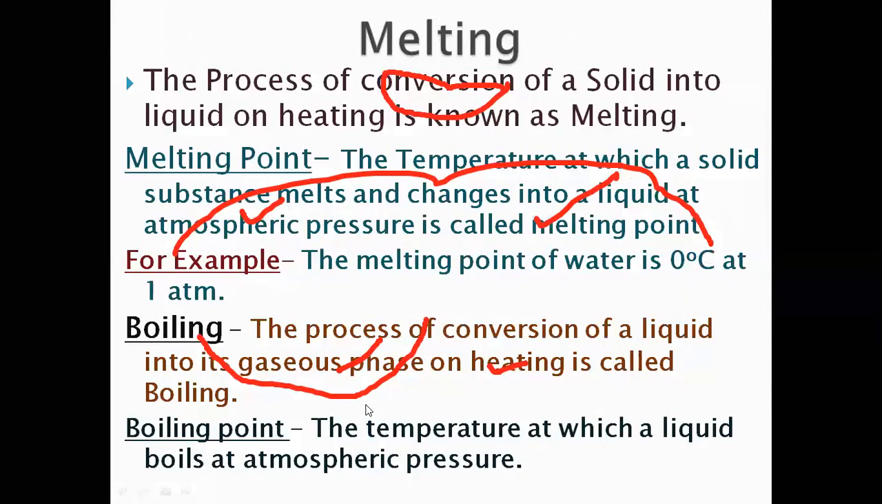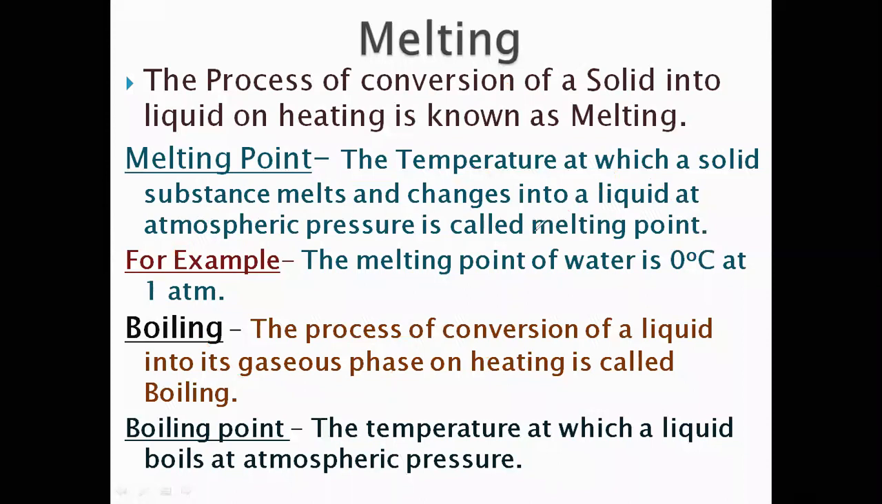Now we have to see melting. Melting is a process when solid changes into liquid on heating. If you heat and you find that the solid has been converted into liquid, that process will be called melting. And in the melting process, you have to keep in mind there would be a temperature at which the process takes place. The temperature at which a solid substance starts melting and changes into a liquid at atmospheric pressure.